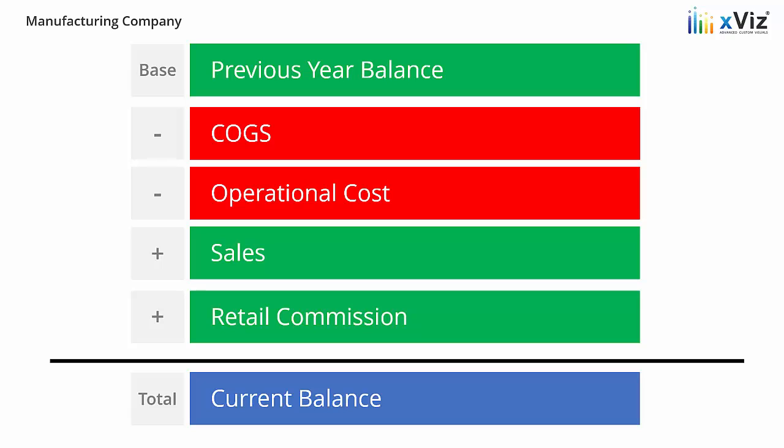Consider a manufacturing company that requires to see the impact of its revenue and expenses occurring this year on its previous year balance, resulting in the current balance. Let's take revenue streams like sales and retail commission, and expenses like cost of goods and operational cost.